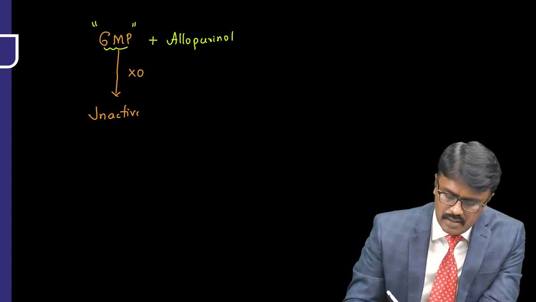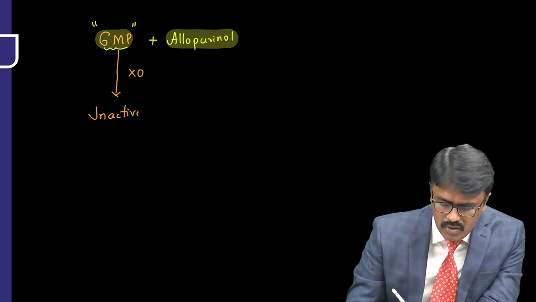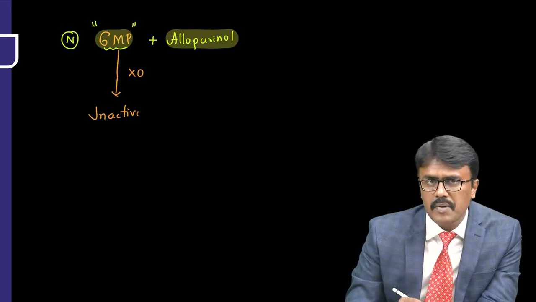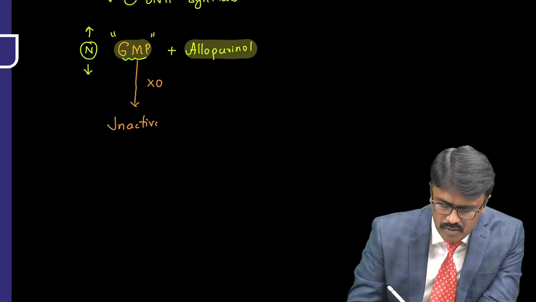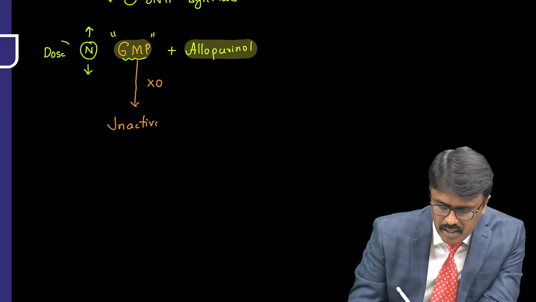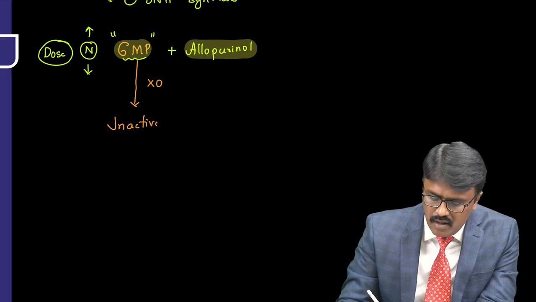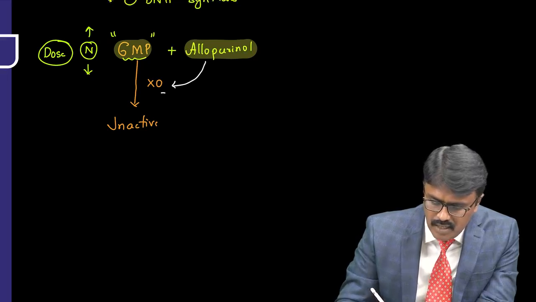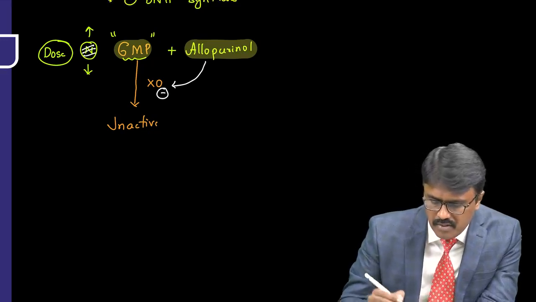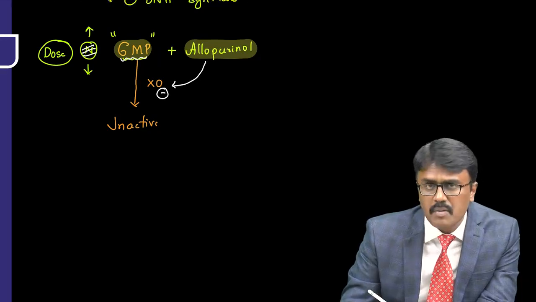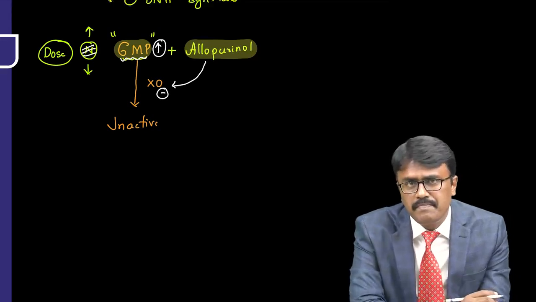Suppose we are adding 6-mercaptopurine and allopurinol together. Now you tell me, should I use a normal dose of 6-mercaptopurine? Should I increase the dose or decrease the dose? Pause the video and try to answer. Yes, you are right. Allopurinol is an inhibitor of xanthine oxidase. Now if I use the normal dose, what happens? The 6-mercaptopurine is not metabolized, so the levels of this increase and lead to toxicity.